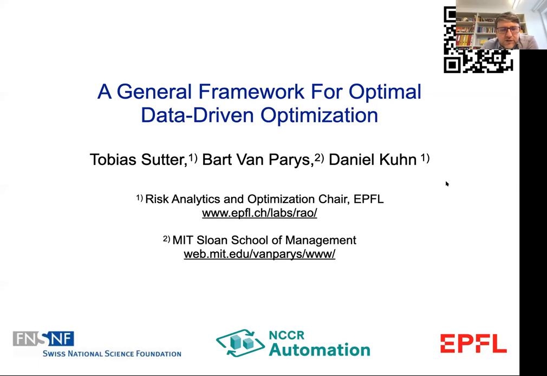Daniel Kuhn received his PhD degree in economics from the University of St. Gallen. Before joining EPFL, he was a postdoctoral research associate at Stanford University and a faculty member at Imperial College London. Daniel Kuhn is working on different topics in optimization, in particular stochastic programming, robust optimization, data-driven optimization, and decision making processes. He serves as editor for important journals in the field, like Operations Research, but also Mathematical Programming and MOR.